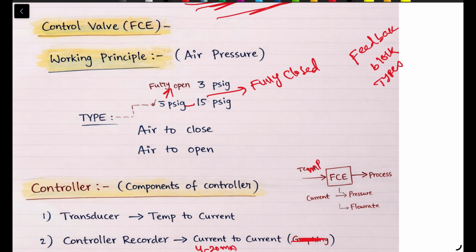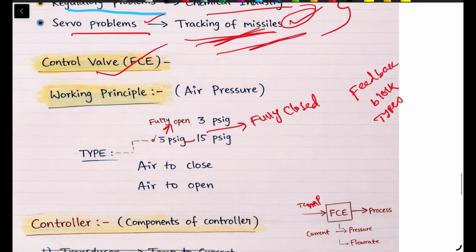Okay, and servo control and regulator control. So now in this part, let us understand the important components used in implementing a control system, especially the control valve, which is called the final control element, and the controller elements, the components of the controllers. Okay, so the control valve is called the final control element.